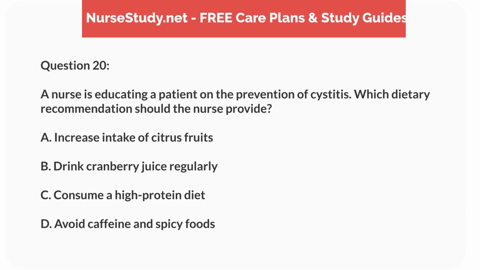Question 20. A nurse is educating a patient on the prevention of cystitis. Which dietary recommendation should the nurse provide? A. Increase intake of citrus fruits. B. Drink cranberry juice regularly. C. Consume a high-protein diet. D. Avoid caffeine and spicy foods.